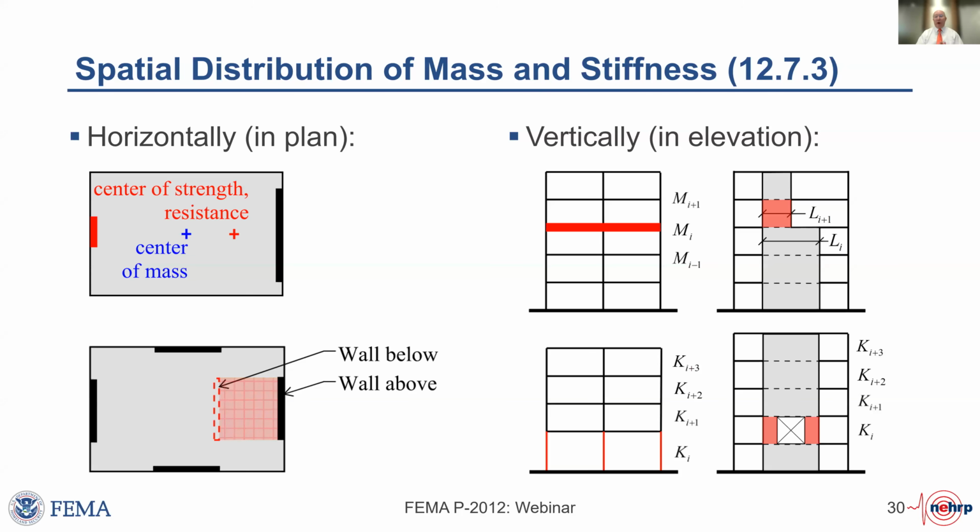So there's a requirement in ASCE 7 that you have to think about the spatial distribution of mass and stiffness. Now, this is true whether you're thinking about it horizontally in plan, on the left side of the page. You do need to think about where the center of mass is. You need to think about the resistance. You need to think about the flexibility of the system, and then also vertically in elevation.